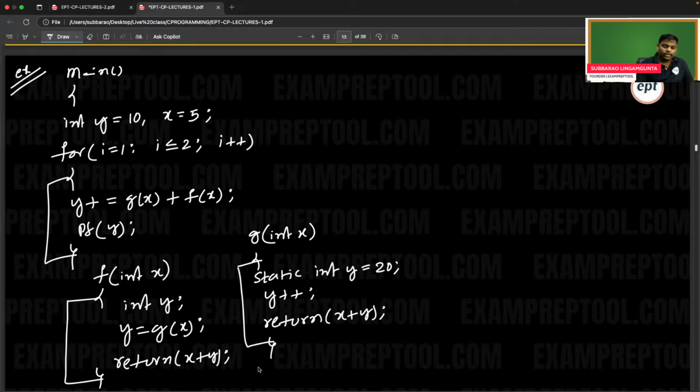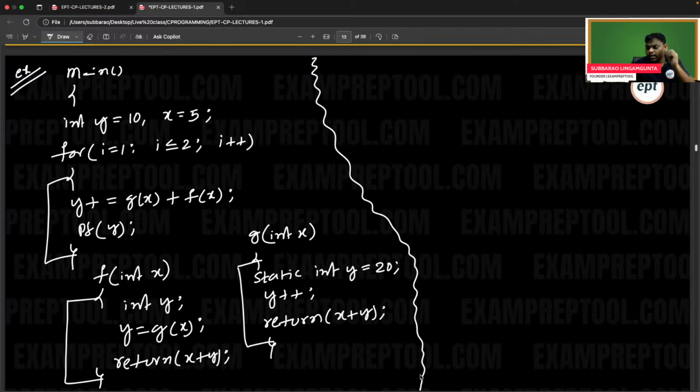Can you go ahead? What is the output of this program? If you can give the answer for this problem, you can handle anything in static variables, whatever can happen at maximum. Try now.